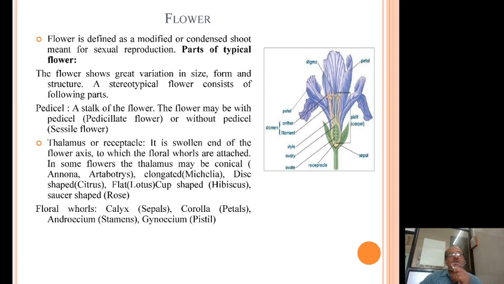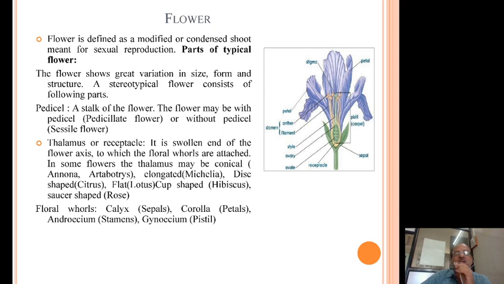Now you have the 4 floral whorls on the flower: calyx, corolla, androecium, and gynoecium. Out of the floral whorls, 2 of them are called the essential whorls, and two of them are called accessory whorls. So you have accessory whorls and the essential whorls. Now what are these accessory whorls and the essential whorls?